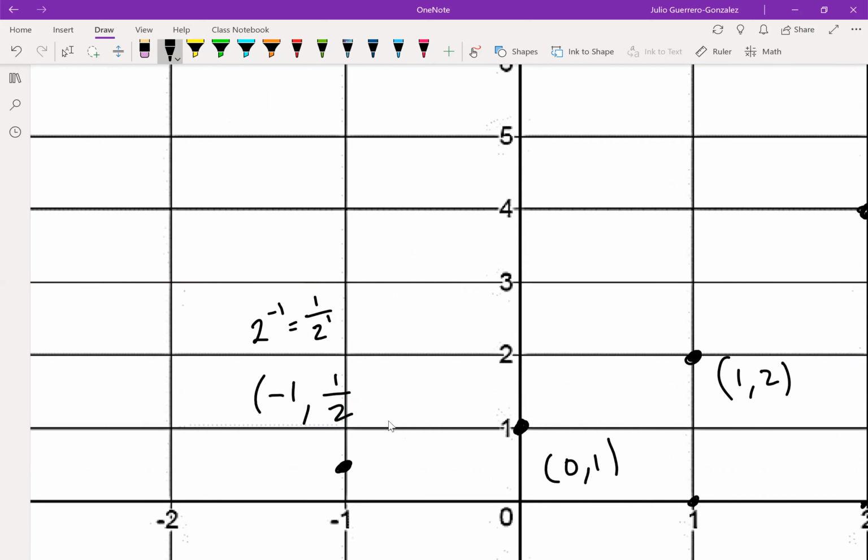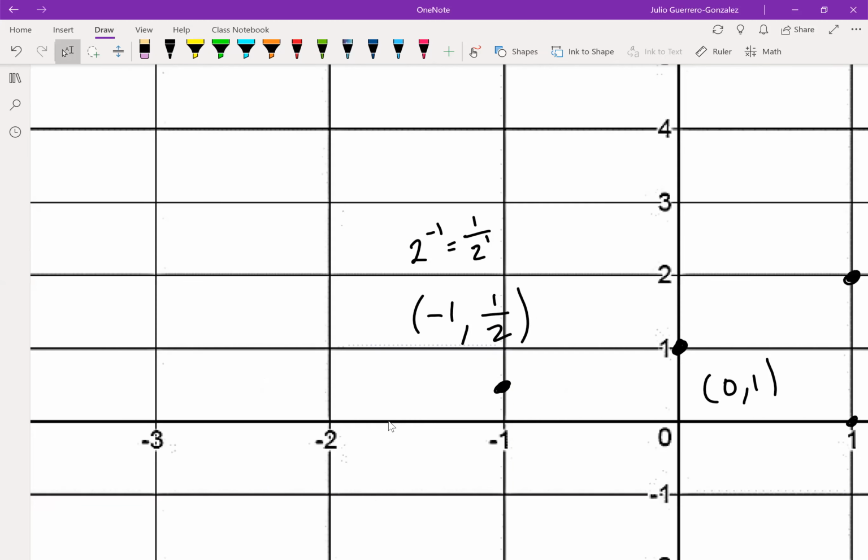I have a question. Why is it 0 and 1? So if we do 2 to the 0, the rule that we're using there is anything to the 0 power is always equal to 1. Doesn't matter what it is. So automatically the output is 1. Okay. Got it? Yes. Cool.